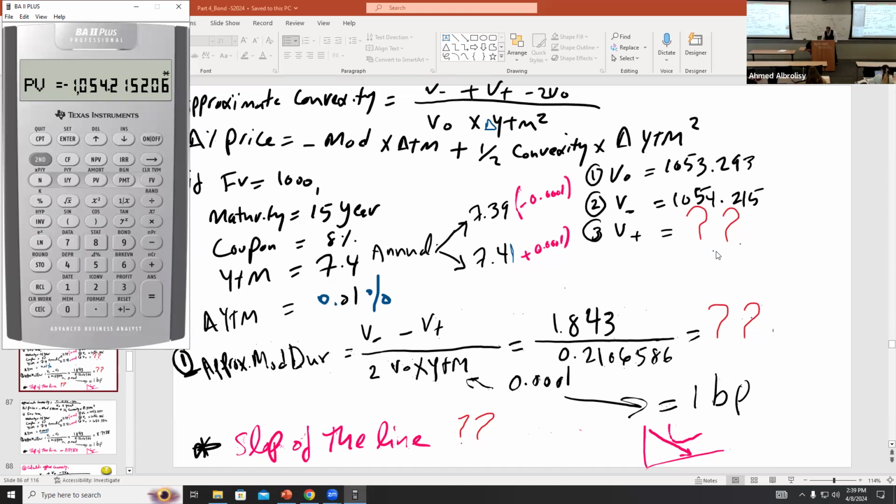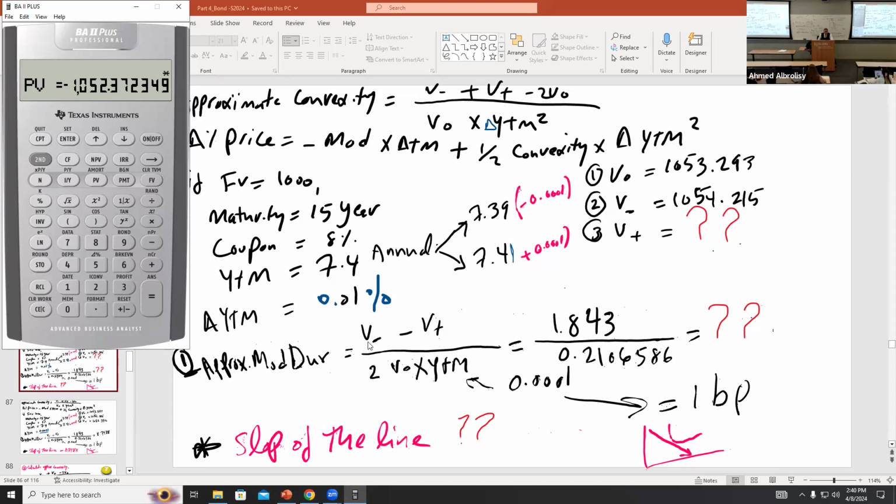So what is the V plus, guys? What is it? 1,052. Okay, so the rate is going to be 7.41 IY, compute present value, 1,052.372.